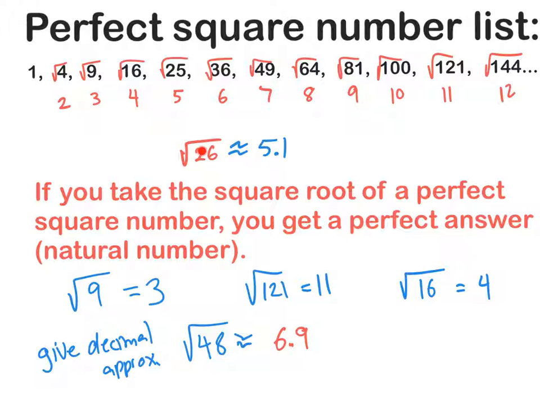Now, what do I mean by this? The square root of 26, where is it at? It's really close to 25. Is 26 before 25 or after 25? After. So is your answer going to be before 5 or after 5? After. So really close after 5 would be 5.1. Does that make sense?